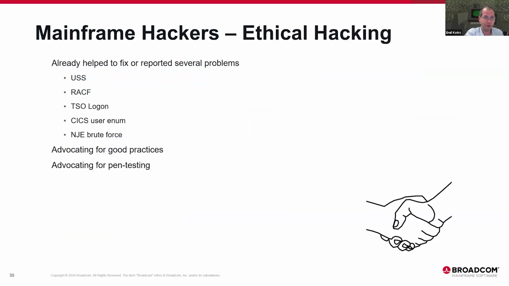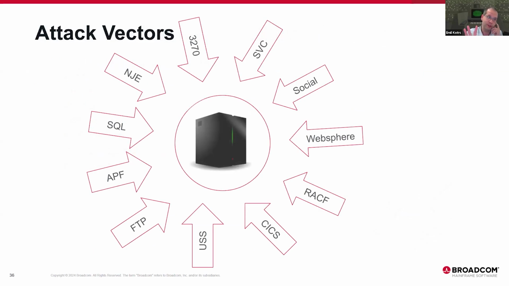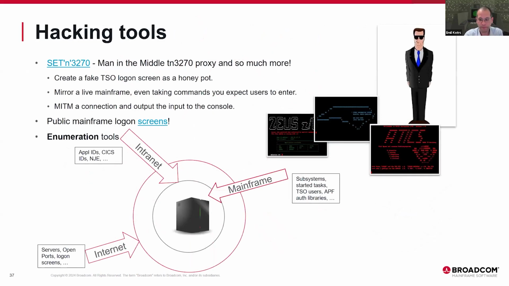As I said, those are ethical hackers. They already helped to fix some problems. They reported problems to IBM, so IBM published some fixes. This is all good. They advocate for good practices for pen testing. They also identified different attack vectors, showing different techniques for how a mainframe can be hacked. I will show you some of them. They also created a lot of tools, and because they like open source, many of these are publicly available, mainly on GitHub. Let's take a look at the first one.